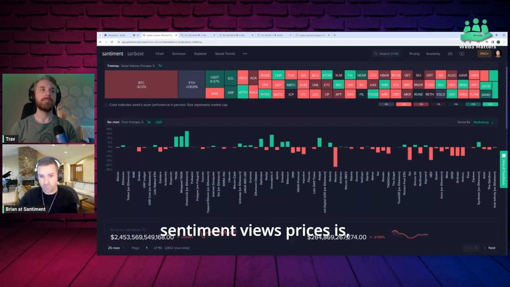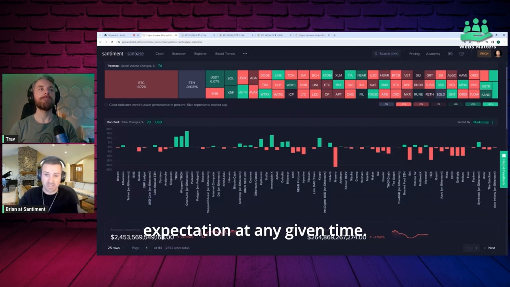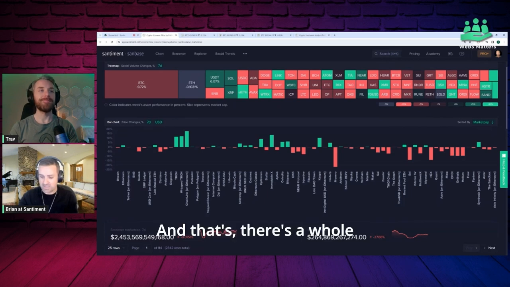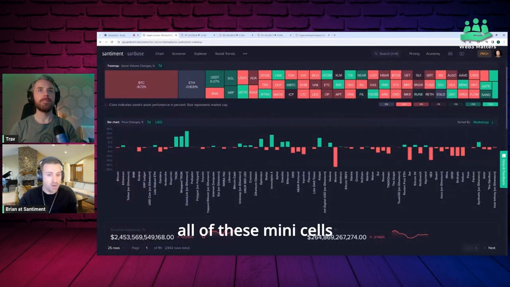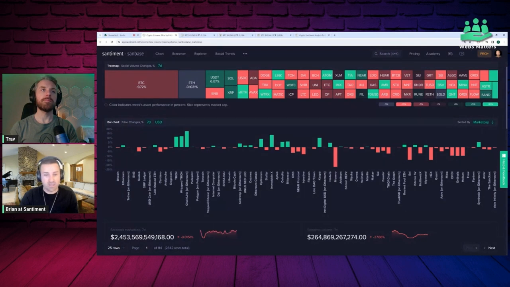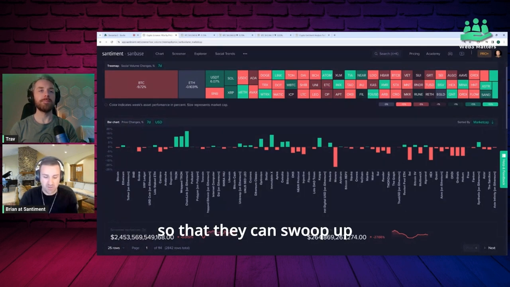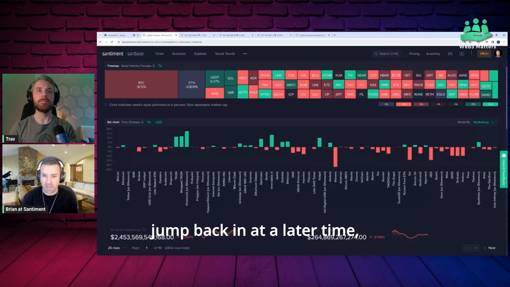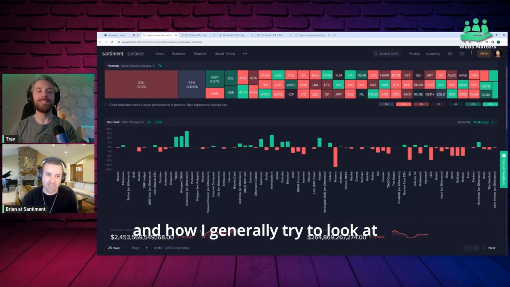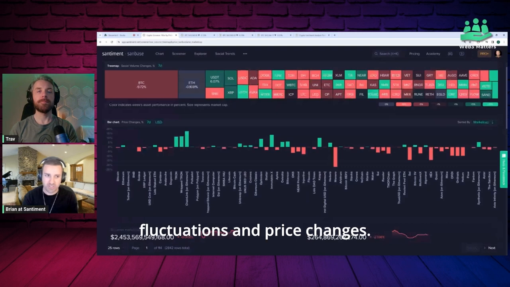Generally, the way Santiment views prices is markets move the opposite direction of the crowd's expectation at any given time. And I think I told you that last time as well. There's a whole psychological thing behind that where whales and sharks tend to accumulate when they're seeing all of these mini sells from smaller addresses. They're kind of salivating and waiting for those opportunities so that they can swoop up after everyone else is giving up on the markets. And alternatively, if we go back to late 2021, when every single meme coin and NFT out there were being what we now know were pretty overvalued, that's when they can line up some pretty big sells, knowing they could easily jump back in at a later time, which they did about close to a year later in 2022. So that's just a little recap and how I generally try to look at social volume fluctuations and price changes.